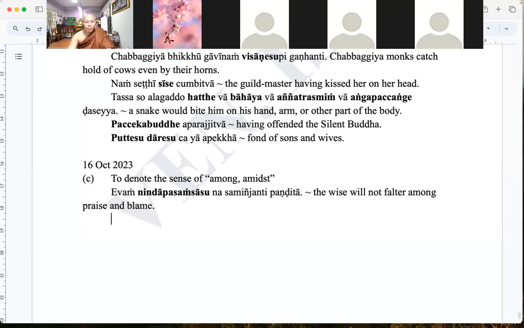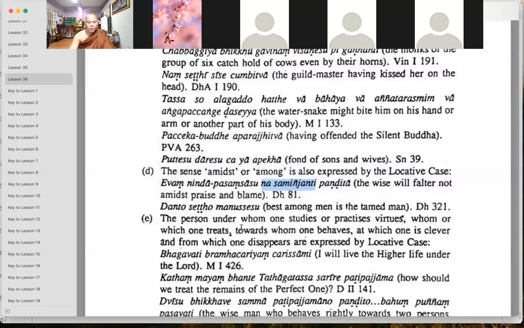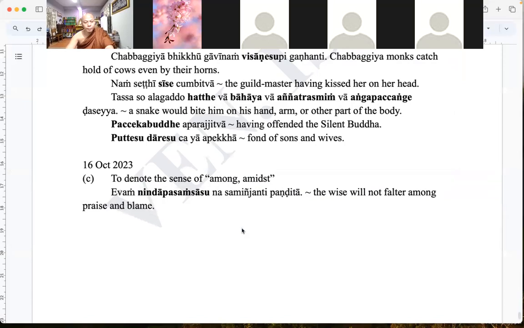And then in the next example, the same. Dando sito manosisu. Manosisu. So danda is from damati, but the past participle, tamed. Damati means to tame, from the root dam, to tame, but the past participle is tamed. The tamed one is the best among men.